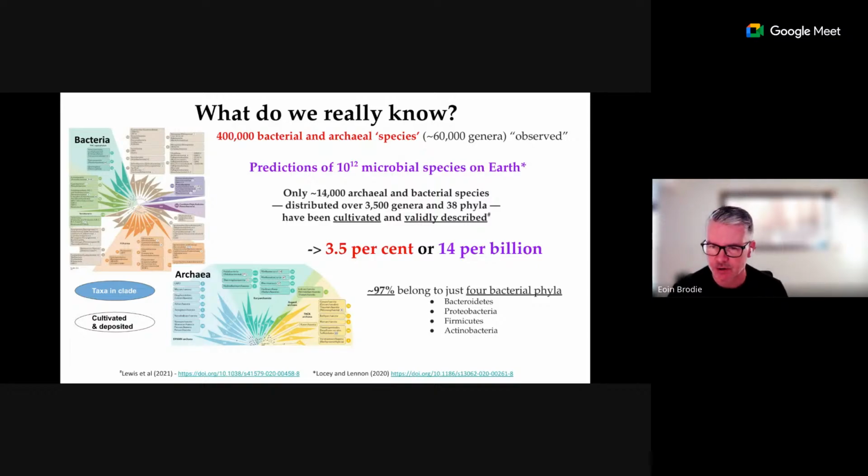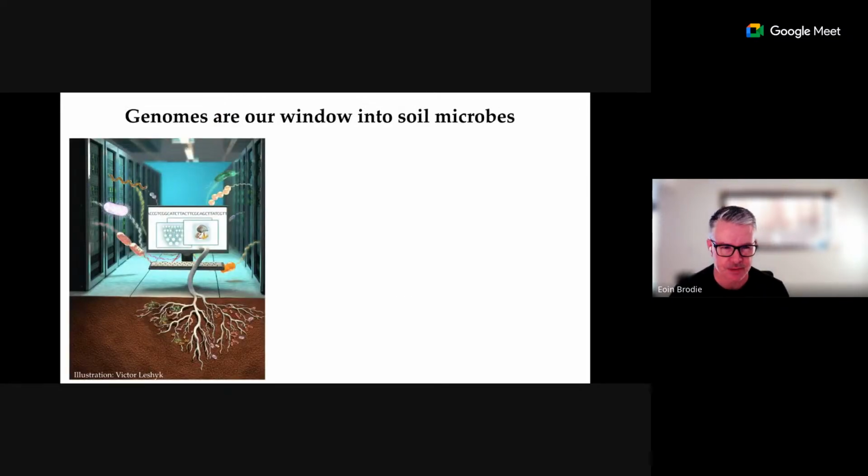So the vast majority of microbial diversity on the planet has not been cultivated, and we've not observed them in the lab. So that means that genomes are our window. And so we know most of these organisms only by their genetic signatures. So genomes are a window into soil microbes.